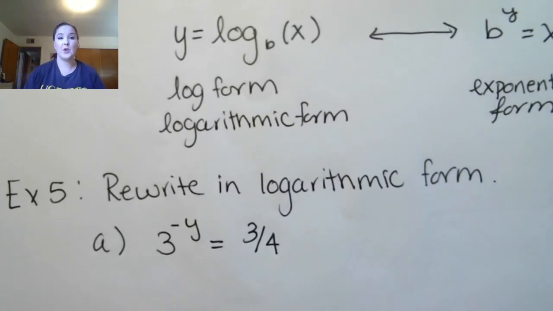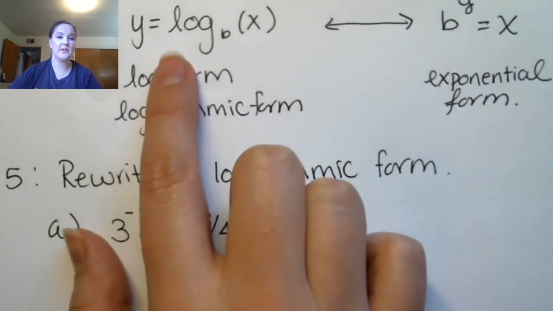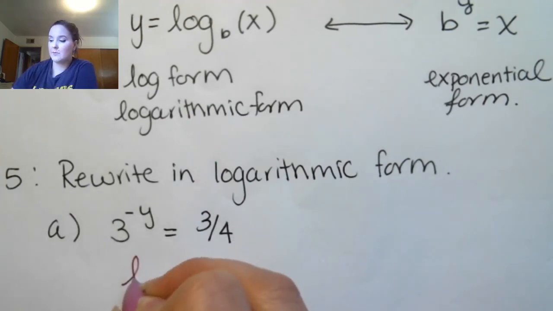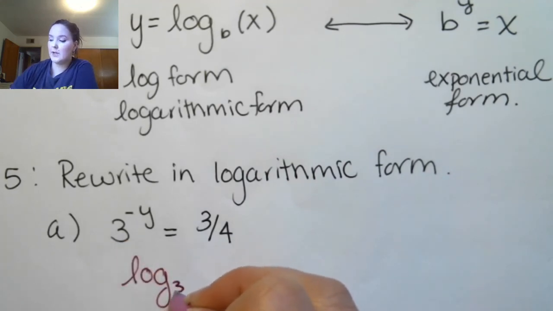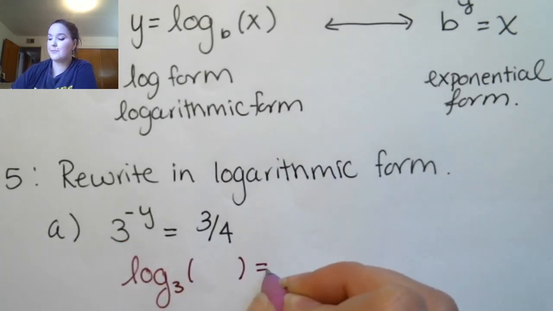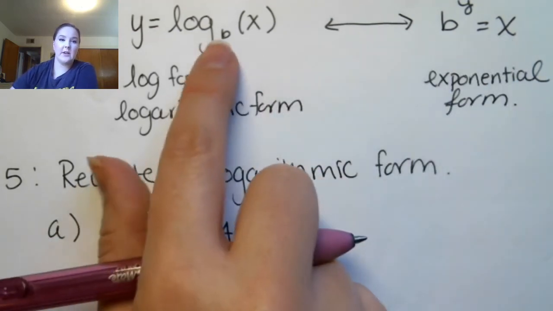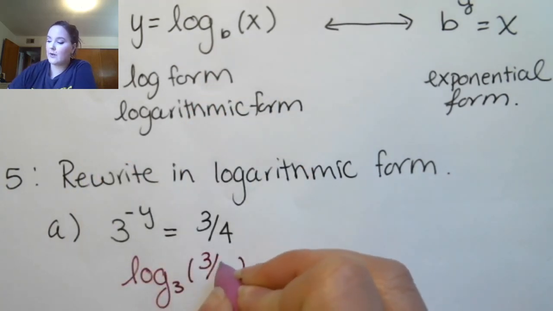Okay, so we're not solving anything, we're not simplifying anything, we're just changing from this form, the exponential form, into this form, the logarithmic form. Okay, so the base of the exponent is also going to be the base of the logarithm. So the base of our exponent here, 3, is going to become the base of our logarithm. Okay, we can see that the answer here is going to be the input for the log. So we're going to take our answer and have it as the input of our log.